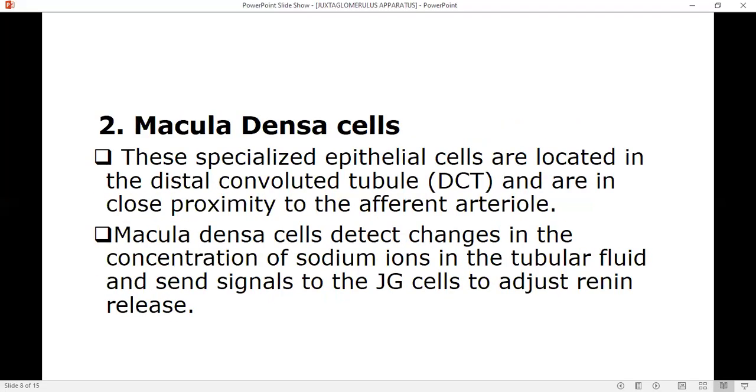Then we go to the macula densa cells, those cells which are more like cuboid epithelial cells. These are specialized epithelial cells located in the distal convoluted tube. They are in close proximity to the afferent arteriole.